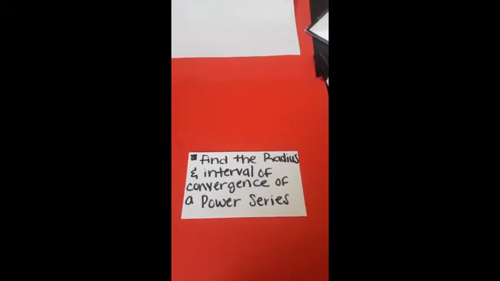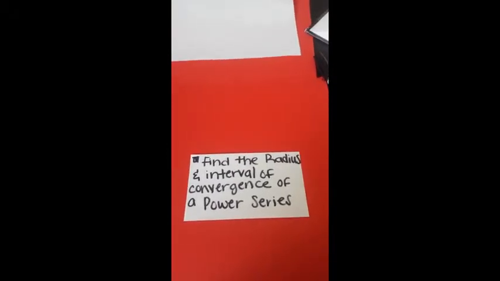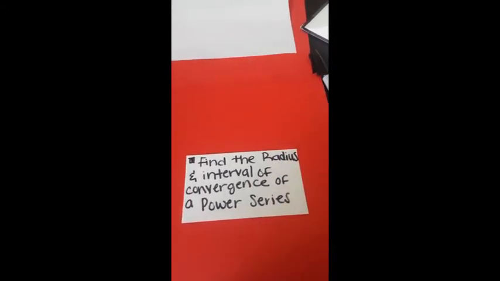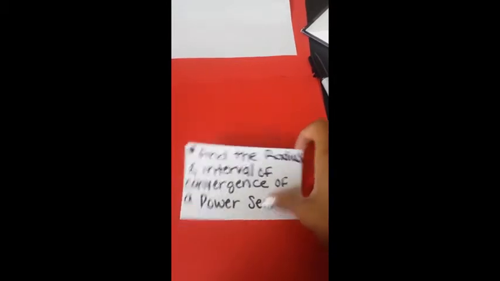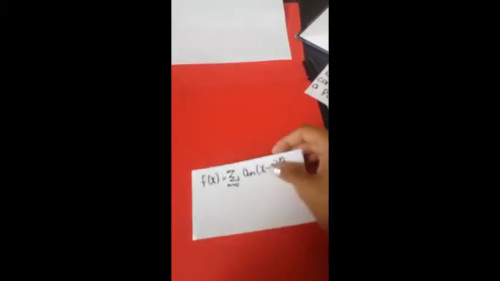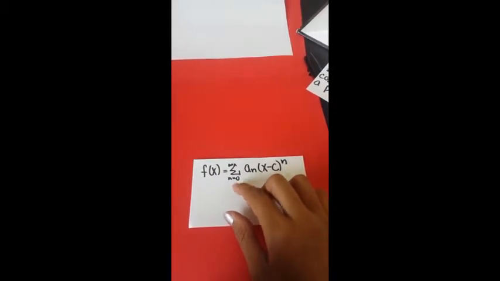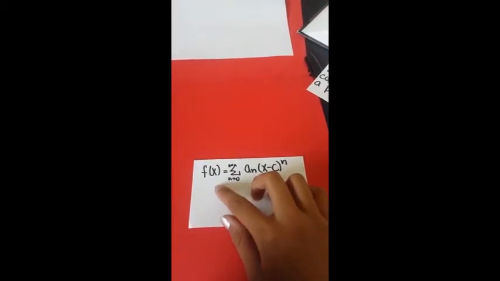Alright, so our next step is to find the radius and interval of convergence of a power series. A power series in x can be viewed as a function of x, where the domain of f is where the power series converges. The main key is to determine those domains.